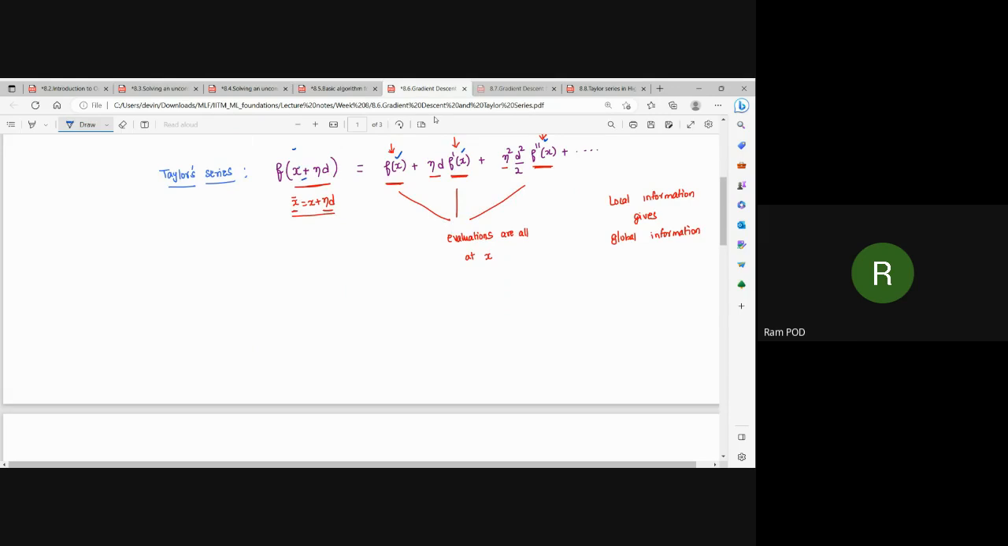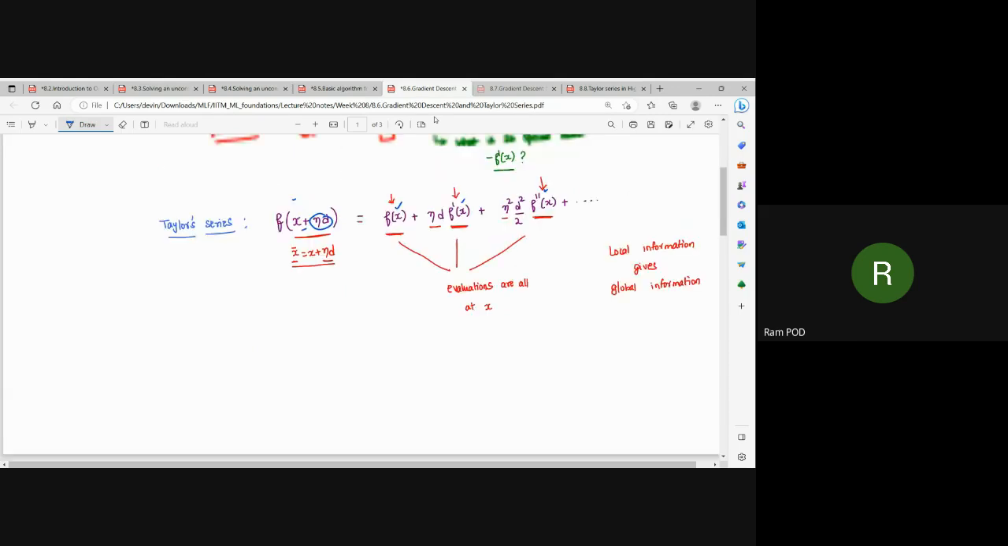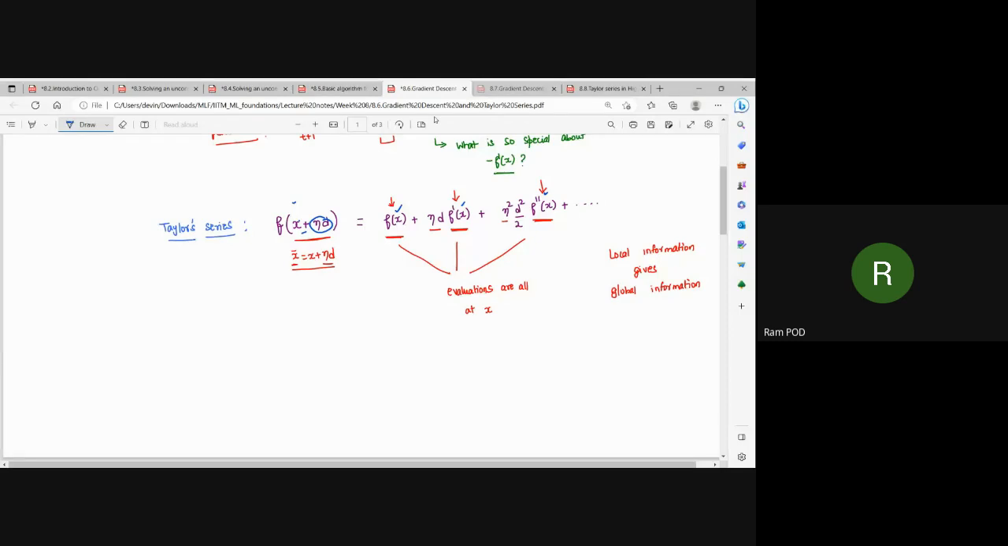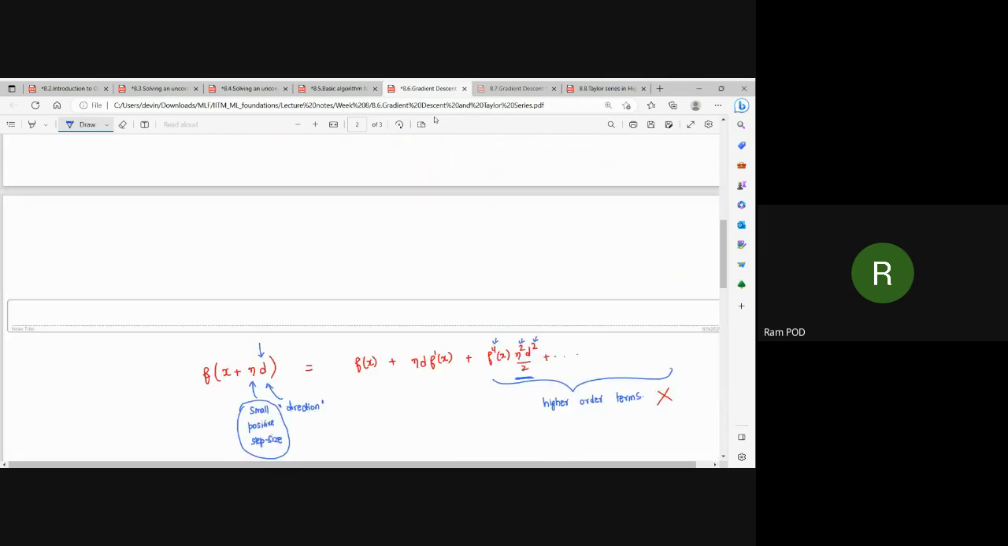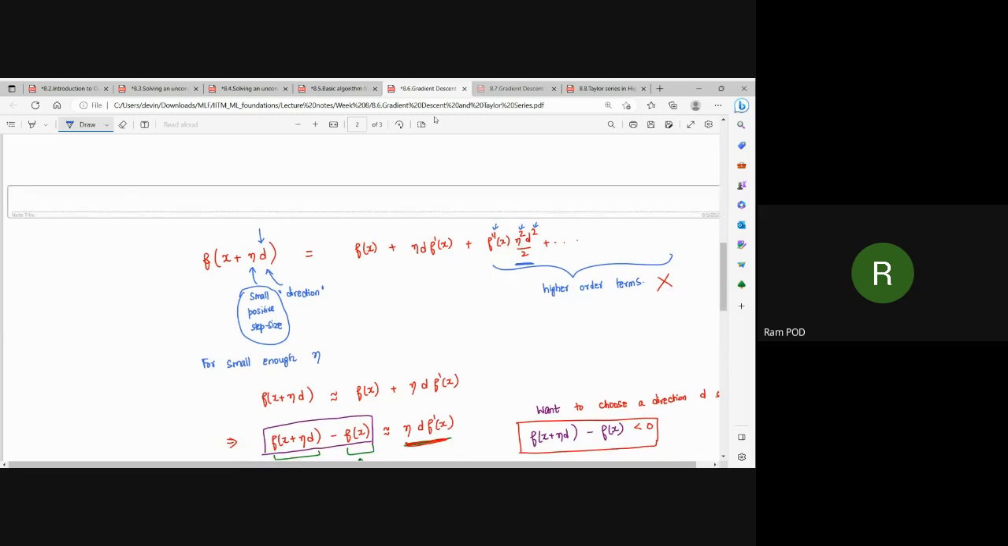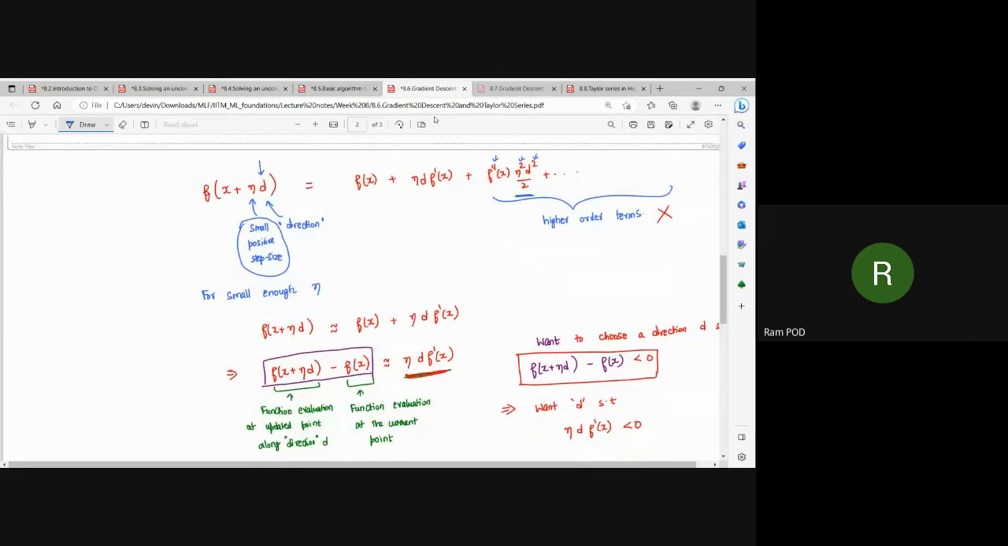Now if this eta d is small, in this Taylor series expansion, then we can ignore this eta square d square because that's going to be even smaller. And the later one, eta cube d cube by 3 factorial, those two we can ignore. F triple dash f x and all that we can ignore. So when you ignore all the higher terms, what you're left with is f of x plus eta d equals f of x plus eta d f dash f x.